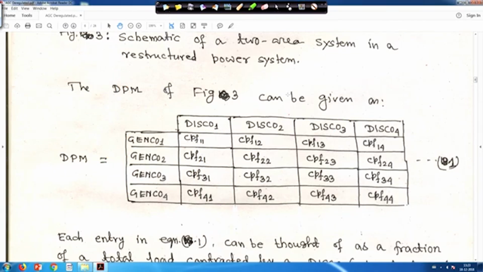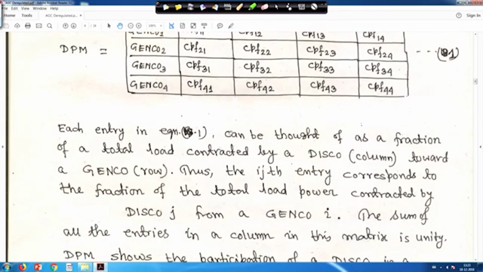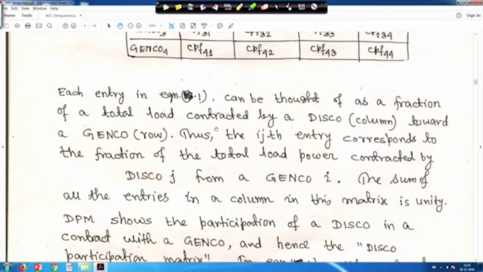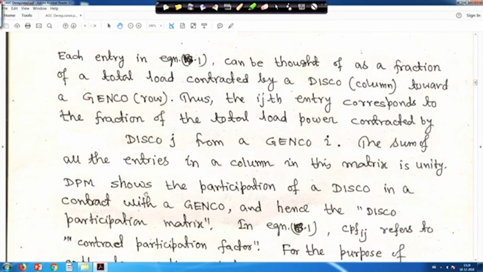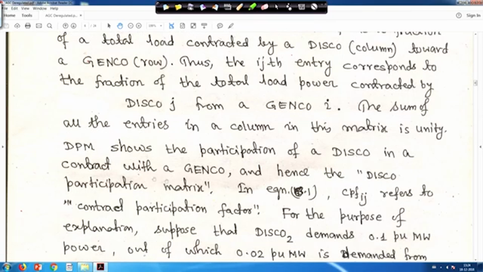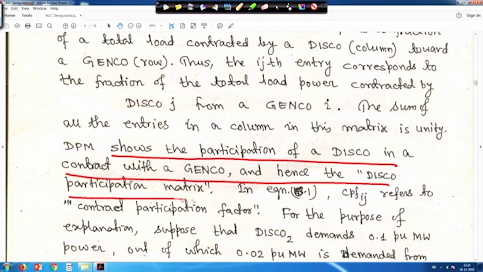So, I hope you have understood this part, right. After that, everything whatever I have explained is written. It can be thought of as a fraction of total load contracted by DISCO toward the GENCOs, right. Thus the ij-th entry corresponds to the fraction of the total load power contracted by DISCO j from a GENCO i, in general, but I told you what exactly it is, right. The sum of the entries in a column in this matrix is unity, that also I told you. So, the DPM shows the participation of a DISCO in a contract with a GENCO, and hence that is why its name is DISCO participation matrix, right.